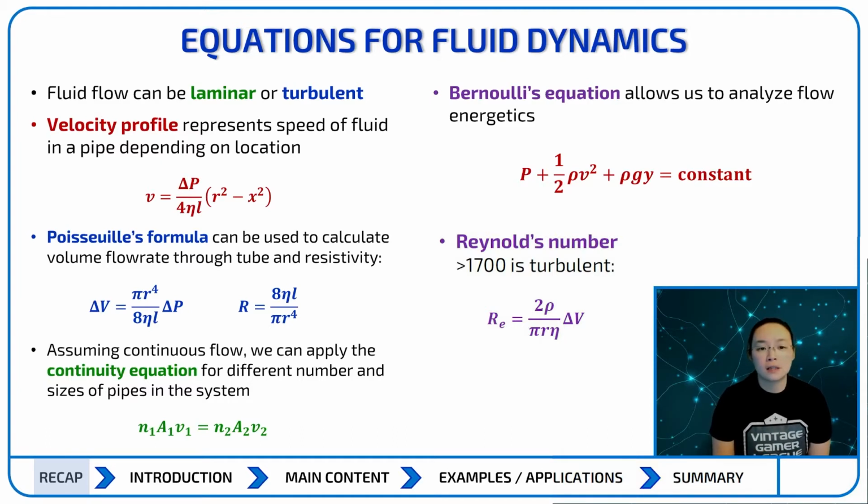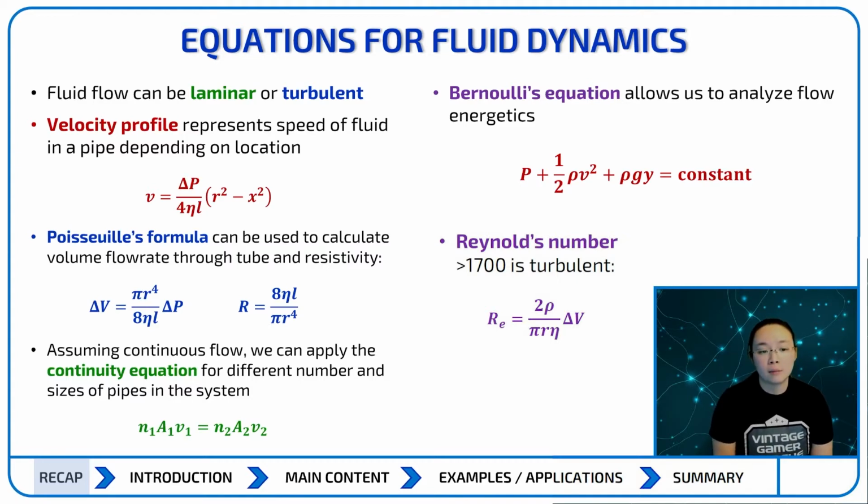The last two equations are more specific. Number one, there's Bernoulli's equation, which we used for one of the examples. It helps us analyze flow energetics. You have your P, which is your pressure. Then you have potential energy from your flow, that's rho g y, with rho for density. You also have kinetic energy for the speed of the flow, which comes from one half rho v squared. So be able to apply that equation whenever you're given some kinetic or potential energy that comes from fluid flow.